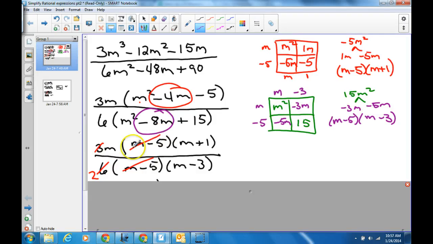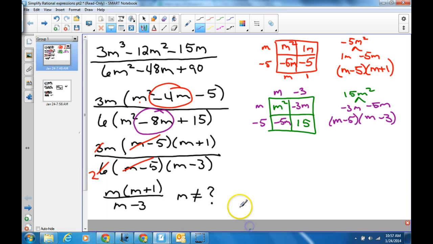I can obviously cross out the m minus 5. They have that in common. And I can reduce this fraction of 3 over 6. 3 divided by 3 is like a 1, right? And 6 divided by 3 is a 2. So my final answer on this is going to end up being 2 times m minus 3 for the denominator, and m times the quantity m plus 1 on the numerator.